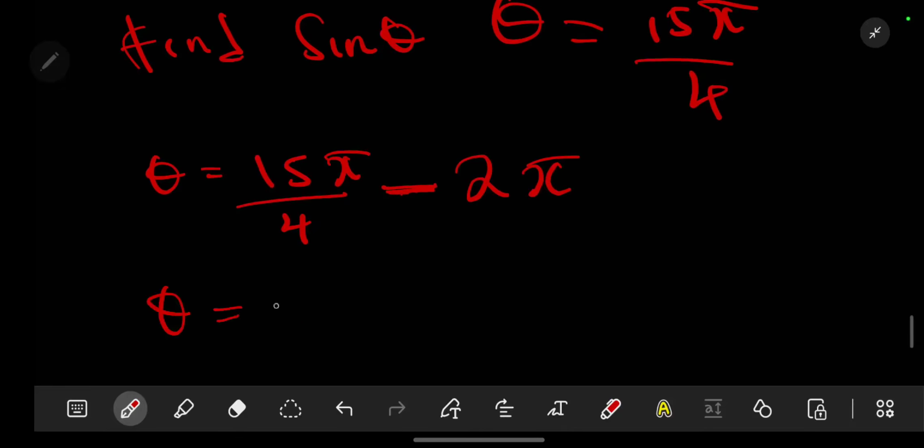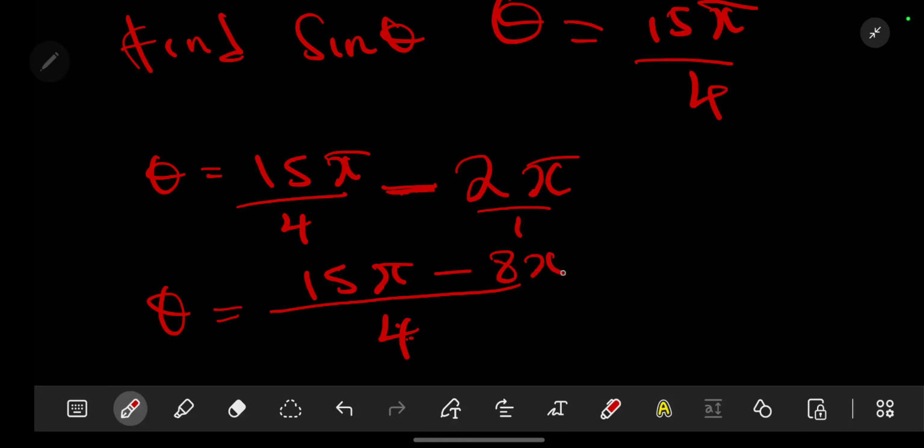So we are going to have theta equal to, 4 is common. Then we are going to have 4 divided by 4 is 1 times 15. It will be 15 pi minus 4 divided by 1 is 4 times 2. It will be 8 pi.